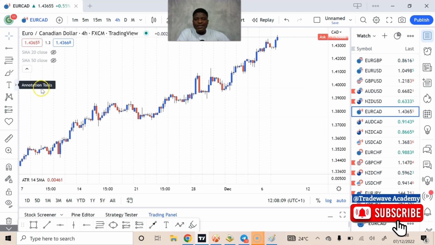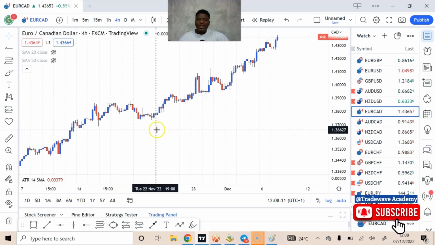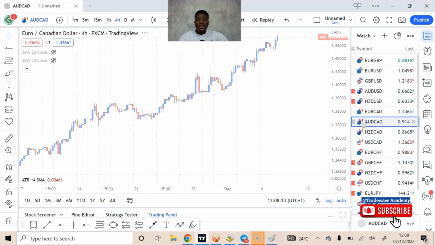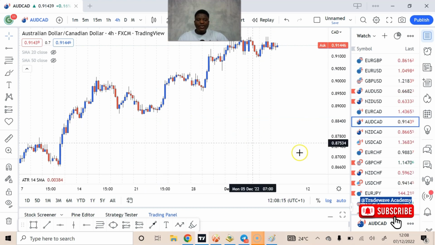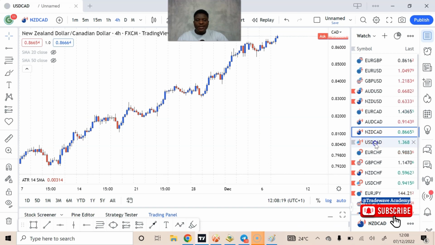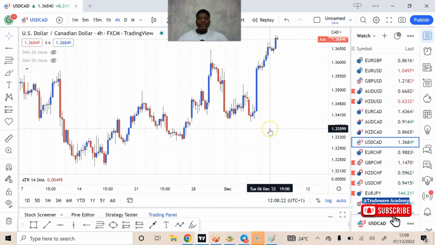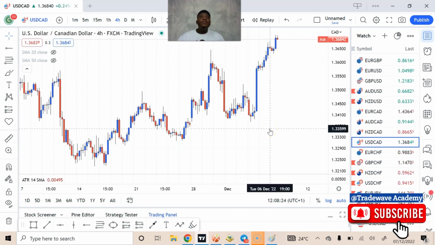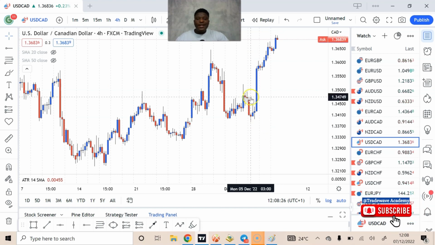Okay, but let's see this. Now this is a Euro card on the 4-hour time frame. You can see this is clearly an uptrend. This is AUD card. What are we seeing? Clearly an uptrend. NZD card, what are we seeing? Clearly an uptrend. USD card, what are we seeing? Clearly an uptrend.